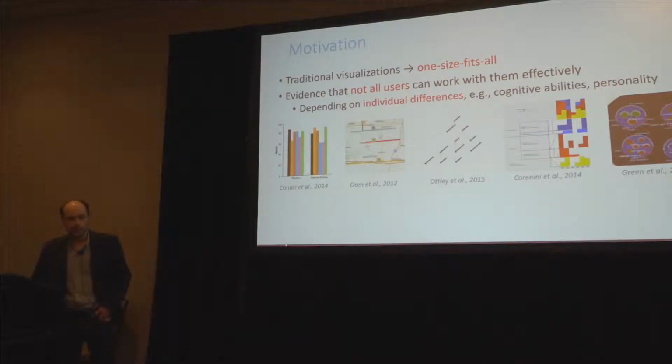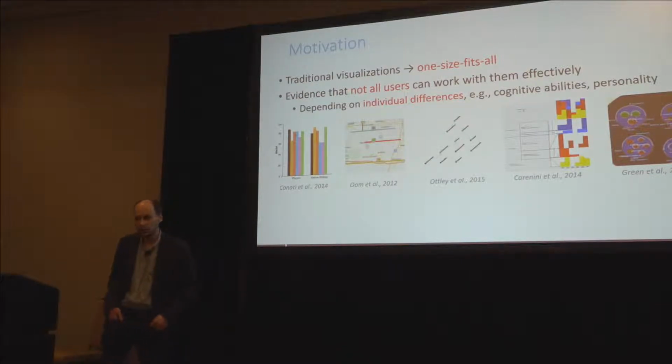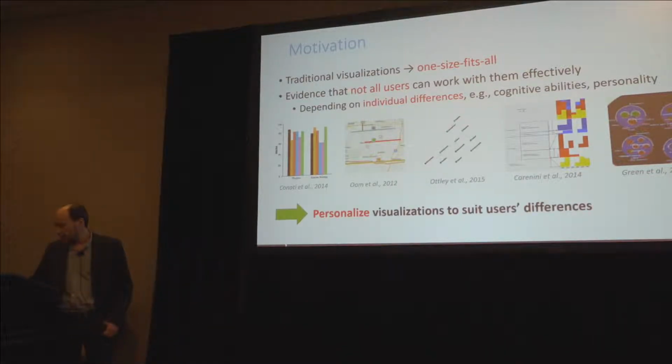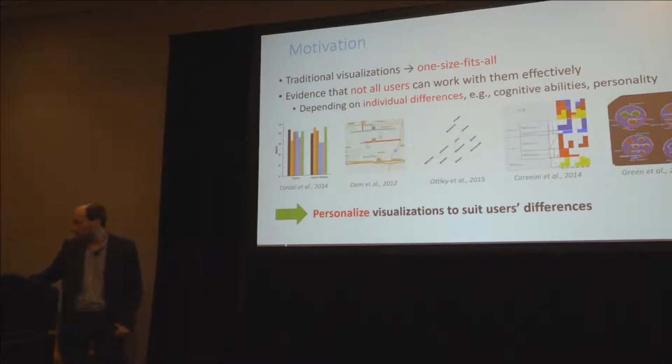And it has been shown to depend, for instance, on the user's individual differences, such as their cognitive abilities, their personality, their interests, their preferences, etc. And this impact of individual differences on visualization effectiveness has been shown for plenty of visualizations. I just show a small subset here on this slide, with bar charts, maps, or more elaborate visualizations. So this finding suggests that people could benefit from personalized visualization that could be more suited to their individual differences.